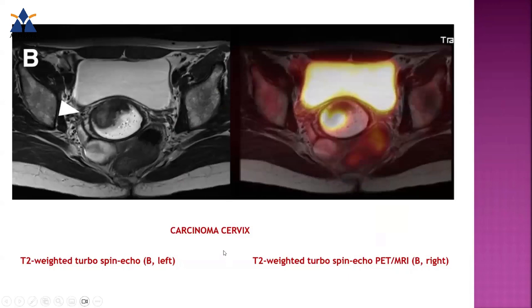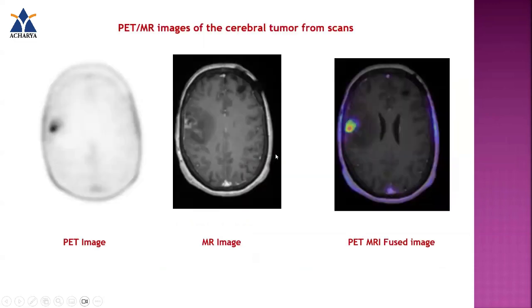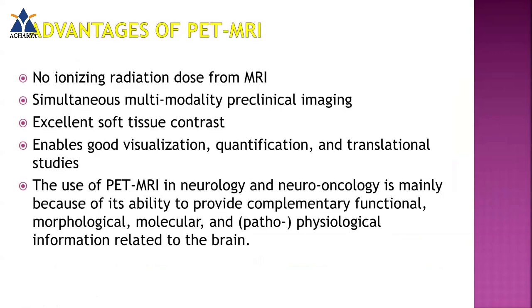So this is a case of carcinoma cervix. This is the MRI image, the fused image with the PET MRI. This shows the metabolic activity of the bladder as well as the carcinoma, the cancer cells near the head. It is getting involved. So it shows the higher metabolic activity. Because of this higher metabolic activity, the diagnosis can be done very easily. This is another PET MRI image.